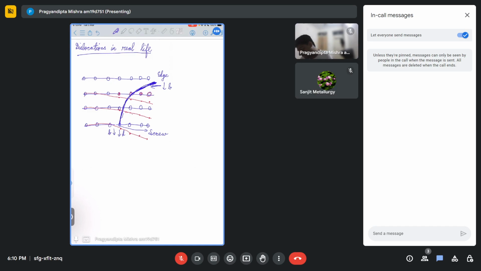Let's say this is point A, this is point B. So at point A, let's take the dislocation line direction as U. That will be easier. So your U is parallel to Burgers vector B. So this is screw dislocation. While at point B, your U is perpendicular to Burgers vector B. This is edge dislocation.